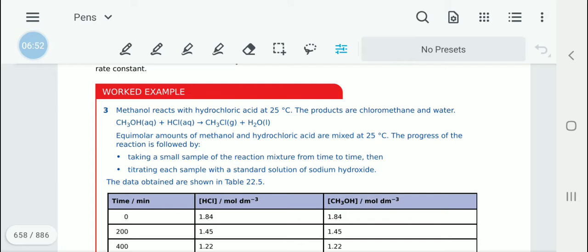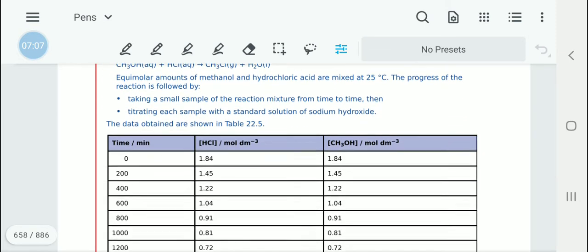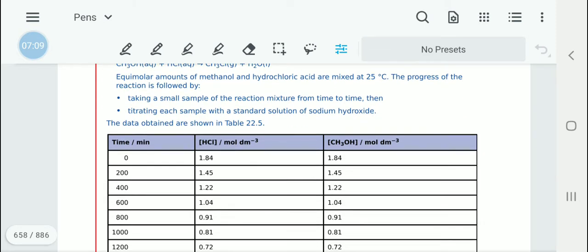CH3OH with aqueous HCl gives CH3Cl plus H2O. Equimolar amounts of methanol and hydrochloric acid are mixed at 25 degrees Celsius. The progress of the reaction is followed by taking a small sample of the reaction mixture from time to time, then titrating each sample with a standard solution of sodium hydroxide. So they won't give you the rate, they will give you the data that is needed for you to calculate the rate.